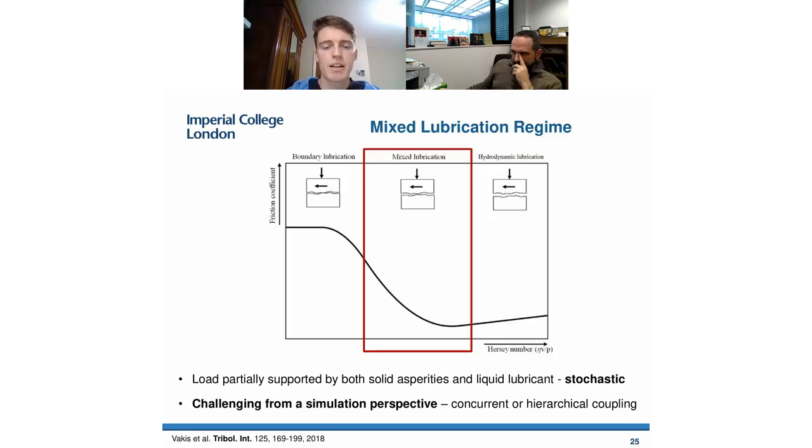What's more challenging from a molecular point of view is this mixed lubrication regime, as I mentioned before. So here the load's partially supported by both the solid asperities and also by the liquid lubricant. And because surface roughness has a fractal-like character, there's some stochastic nature to this that's difficult to predict.